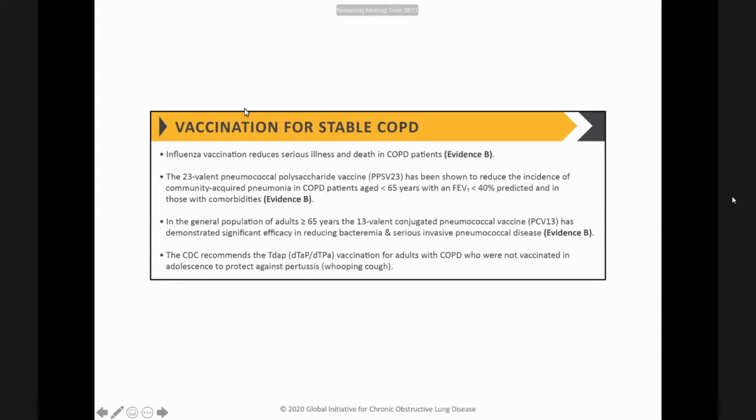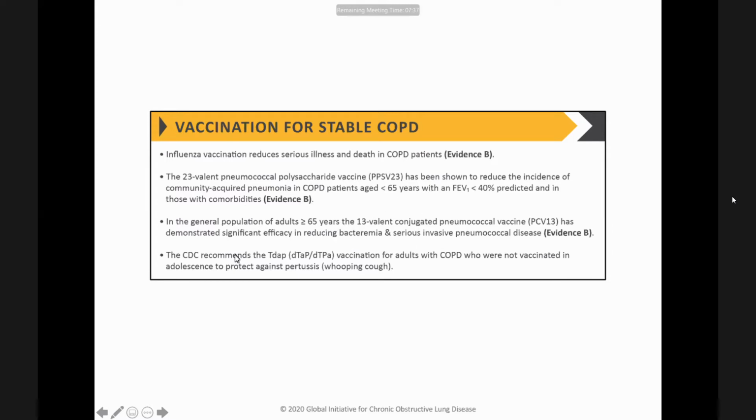Another thing is that for every stage of COPD, vaccination is advisable. What vaccinations are always advisable for any COPD? You give the influenza vaccination yearly. Then advise the patient to take the 23-valent pneumococcal polysaccharide vaccine, PPSV23, which has been shown to reduce the incidence of community-acquired pneumonia. Also you give PCV13, so PCV13 and PPSV23 vaccines to the patient with COPD.